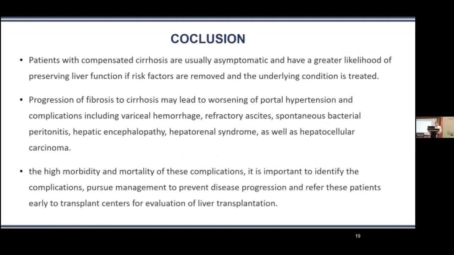So I would like to conclude my presentation. Patients with compensated cirrhosis are usually asymptomatic and have a greater likelihood of preserving liver function if risk factors are removed and the underlying condition is treated. Progression of fibrosis and cirrhosis may lead to worsening portal hypertension and complications, including variceal hemorrhage, ascites, spontaneous bacterial peritonitis, hepatic encephalopathy, hepatorenal syndrome, as well as hepatocellular carcinoma. Given the high morbidity and mortality of these complications, it is important to identify them and pursue management to prevent disease progression, and refer patients early to transplant centers for evaluation for liver transplantation if they develop decompensated cirrhosis.